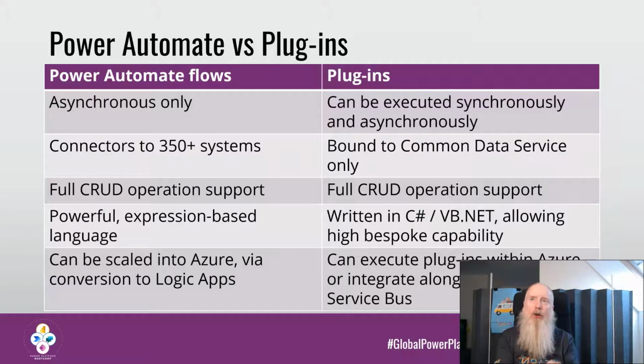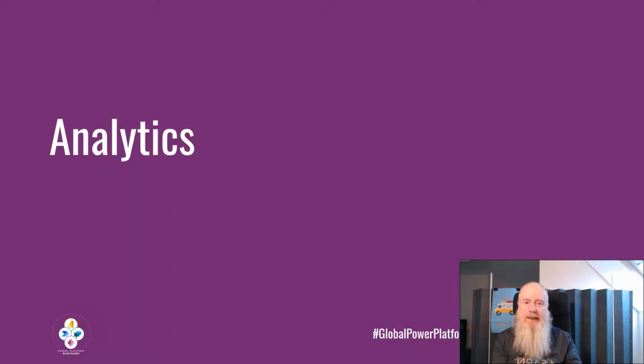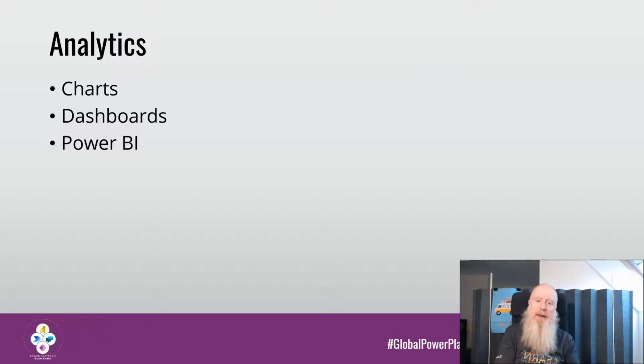So you can't write long-running code, long things, whereas Power Automate doesn't have the same issue. Next topic is analytics. Really just a quick review of what we have. So we've already talked a little bit about them.